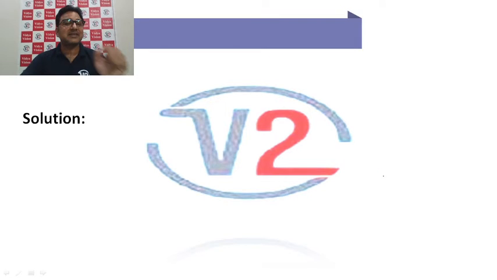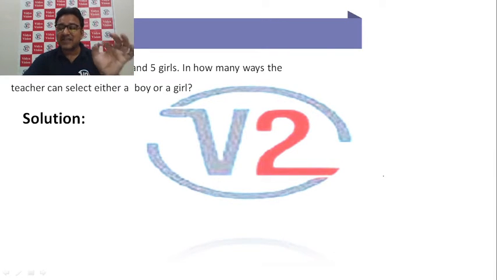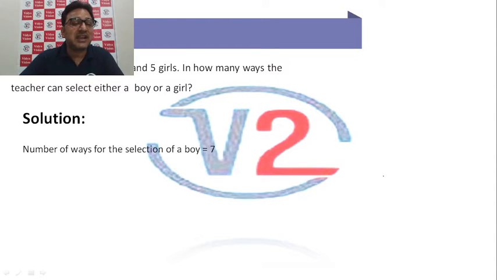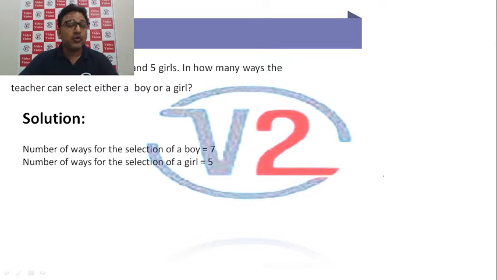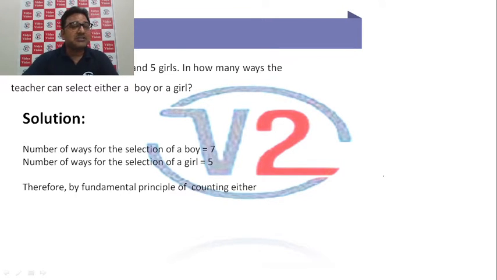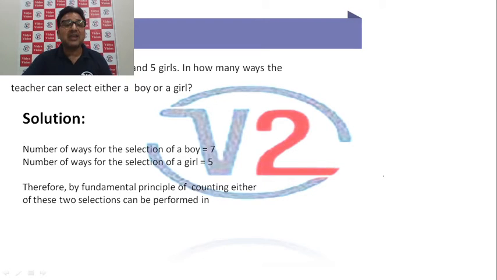Clear? Now the next one is a problem. In a class there are 7 boys and 5 girls. In how many ways can the teacher select a student? The number of ways of selecting a boy is 7, correct? The number of ways of selecting a girl is 5. The teacher can select from the 7 boys one boy, or a girl. It means there are 12 students in the class. He can select either a boy or a girl, so there are 12 ways he can select either a boy or a girl. Clear?